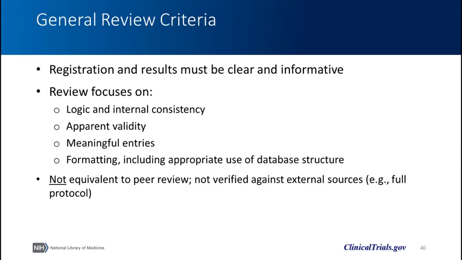The general ClinicalTrials.gov review criteria state that information in the protocol and results sections of the record must be clear and informative, logical and internally consistent, valid and meaningful, and exemplify appropriate use of the PRS database structure. The quality control review process is not equivalent to peer review in that no judgments are made regarding the scientific value of the reported information. In addition, information provided in the record is not verified against external sources or the attached documentation. The onus is on the data provider to fully and faithfully represent the study as conducted.